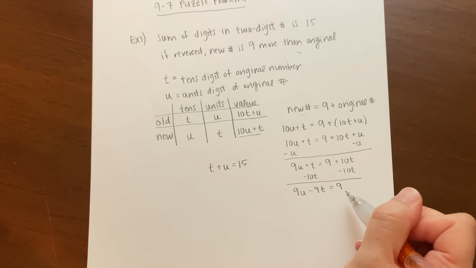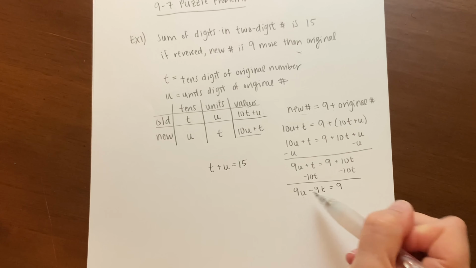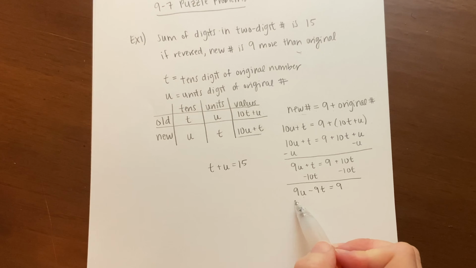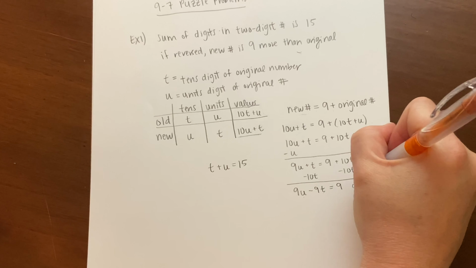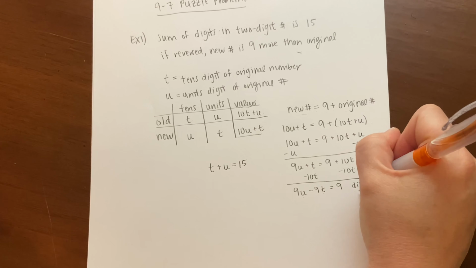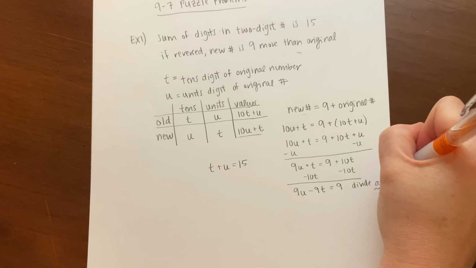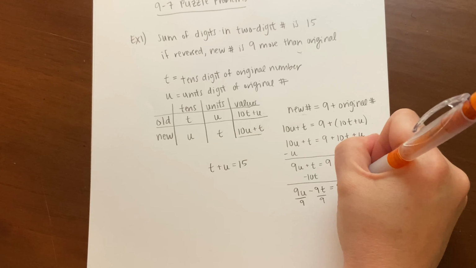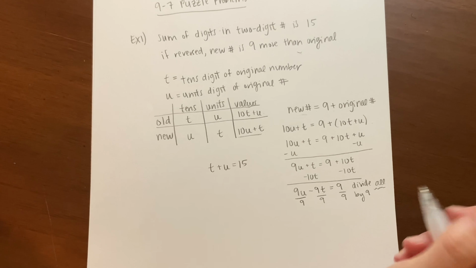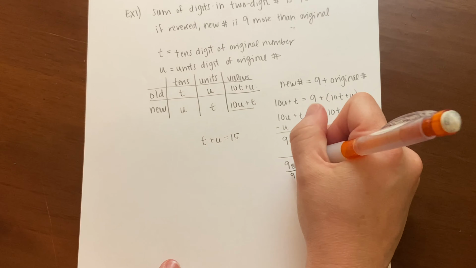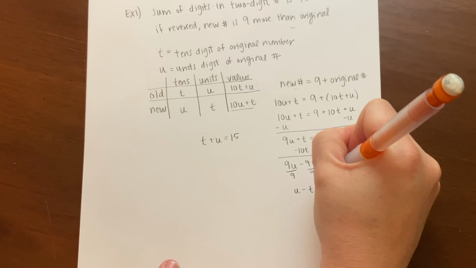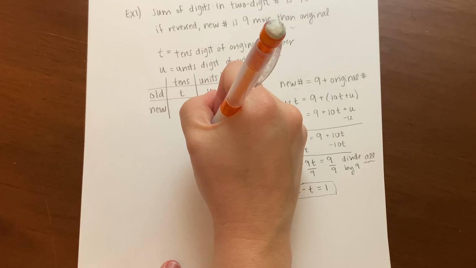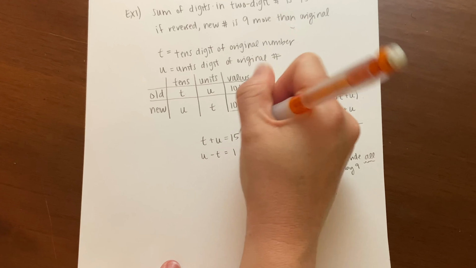So now we've got an equation that we can use, but notice how everything here is divisible by 9. Sorry, I had a hiccup. We're going to divide everything by 9 just to make it easier for us. Divide all the parts by 9. As long as we do it to everything in the equation, we're allowed to do that. So that gives me U minus T equals 1. Okay, so I'm going to put that up here. U minus T equals 1.